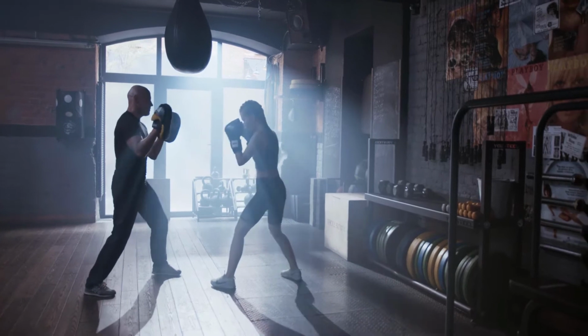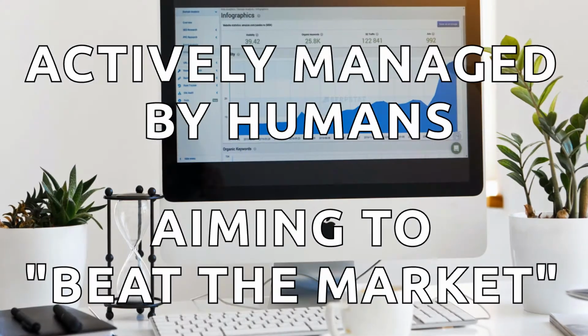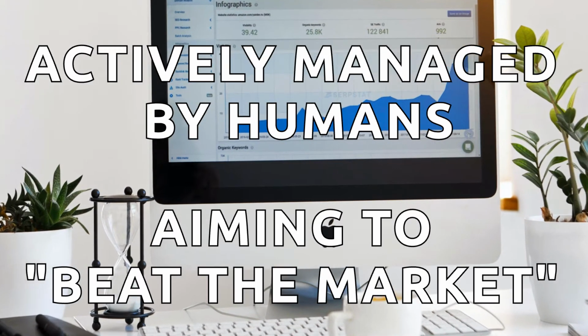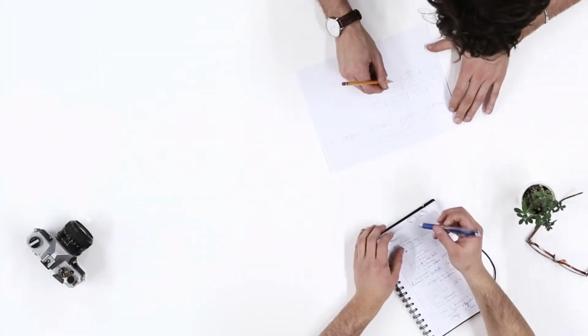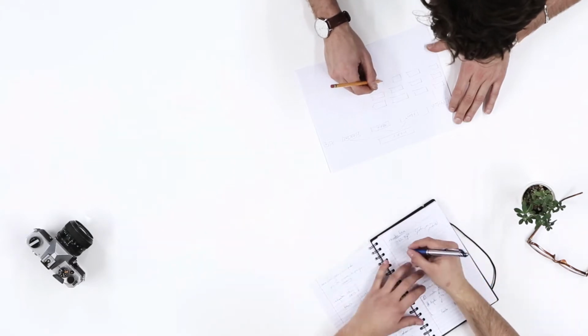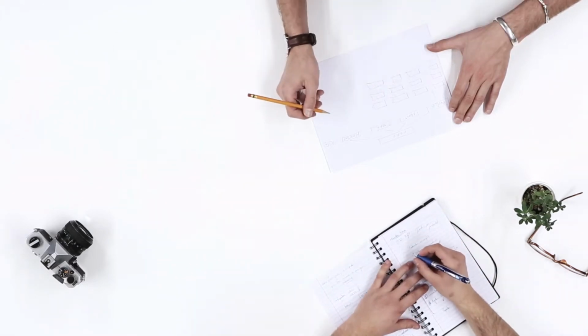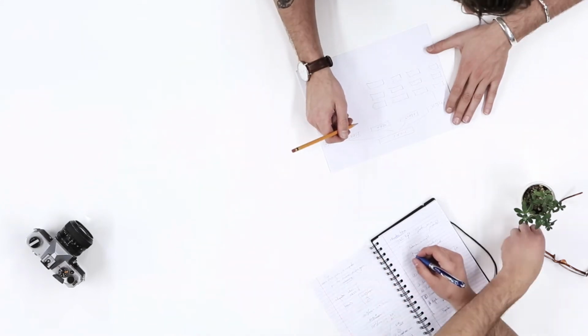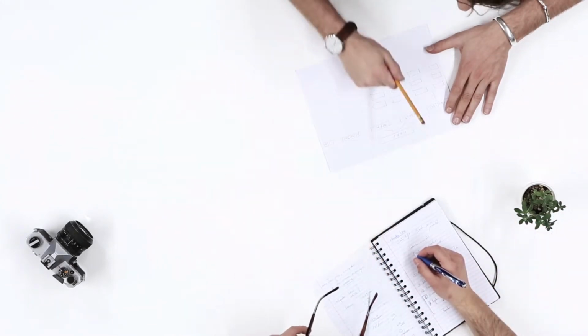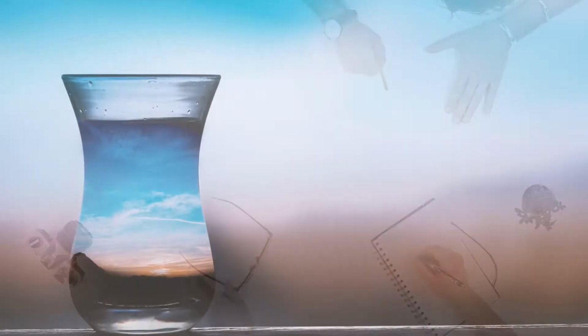To quickly recap, here's the key info. A mutual fund is actively managed and is run by humans who are aiming to beat the market. Confusingly, index funds, which are typically passively managed, are a subcategory of mutual funds, which we've learnt are actively managed. This can make understanding the distinction between the different fund types confusing, so let's simplify it.